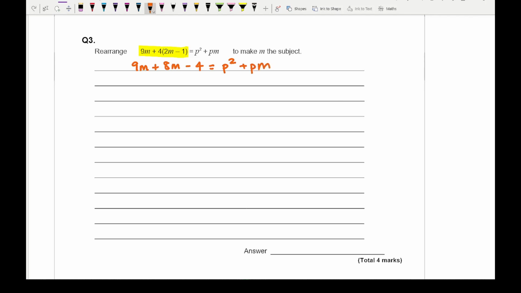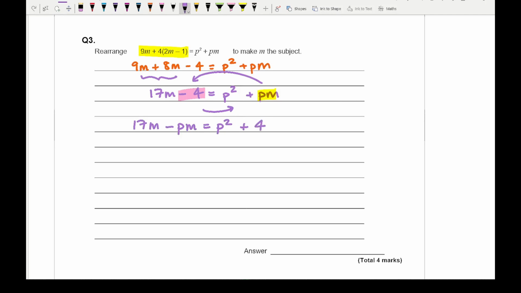Now what I want to try and do is simplify this first. So here I've got 17m minus 4 equals p squared plus pm. Then what we want to do here is get all the m's on one side and everything else on the other. So I'm going to take this over to that side, and I'm going to take this minus 4 over to this side. So what that ends up becoming is 17m minus pm equals p squared plus 4.